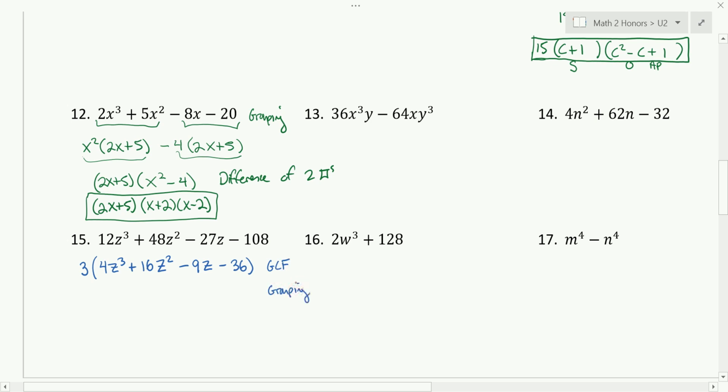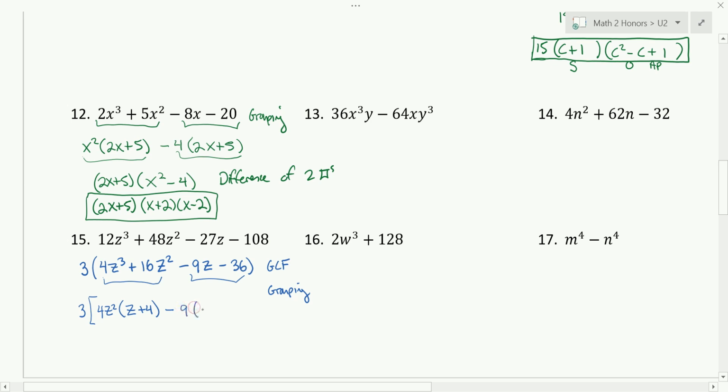Because we have 4 terms. So I group them now. I'm going to leave the 3 out in front, and I'm going to switch to brackets. You'll see why. What can I factor out of the first 2? 4z squared. Good. And what's left? Z plus 4. And then is it going to be a plus sign or a minus sign here? Minus. And then what can I factor out of the next 2?